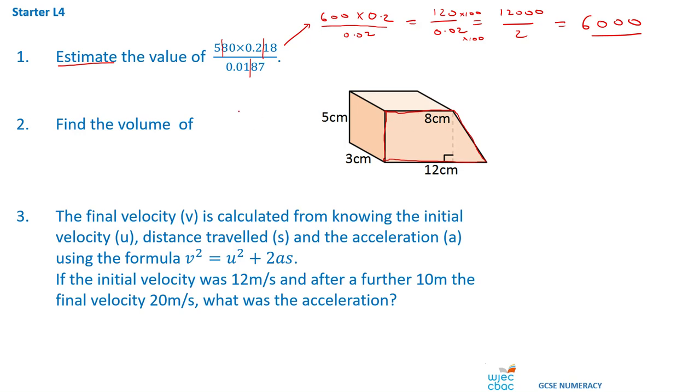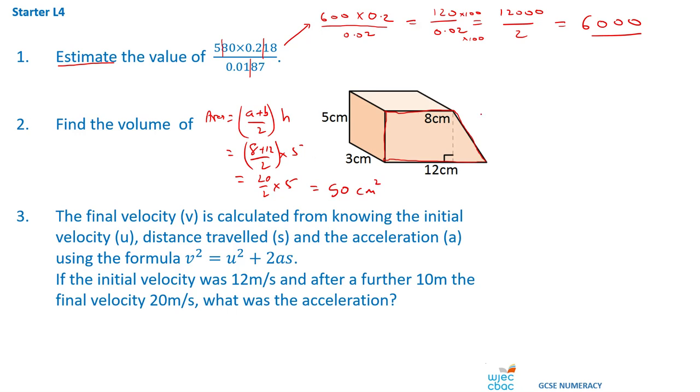Front face is a trapezium. So if I say area is equal to sum of the opposite sides, A plus B divided by 2 times the perpendicular height, which gives us 8 plus 12 over 2 times the perpendicular height, which is 5. So that's 20 over 2 times 5. Half of 20 is 10. 10 times 5 gives me 50 centimeters squared.